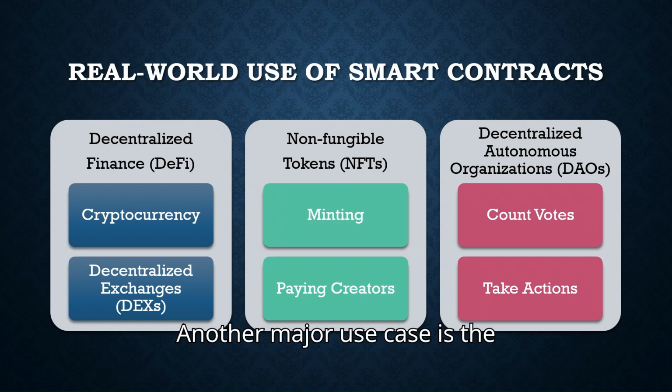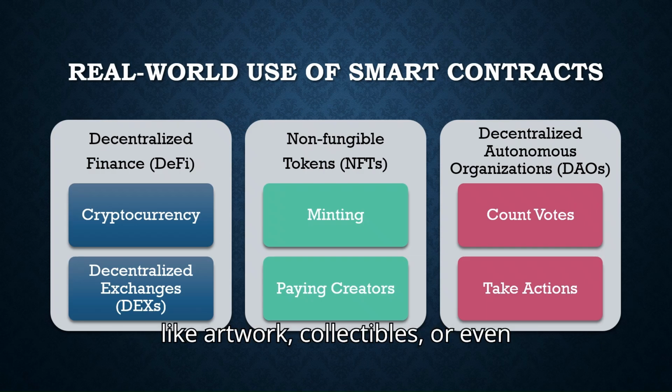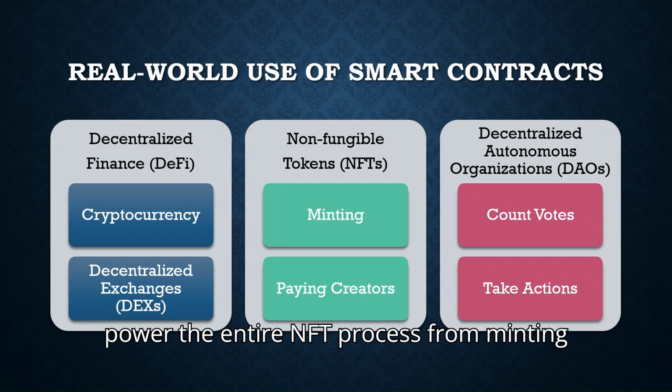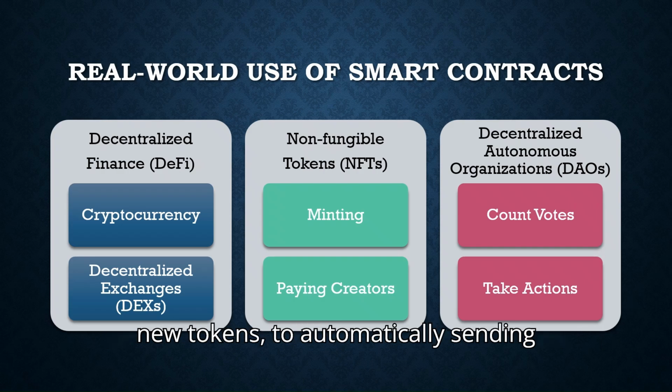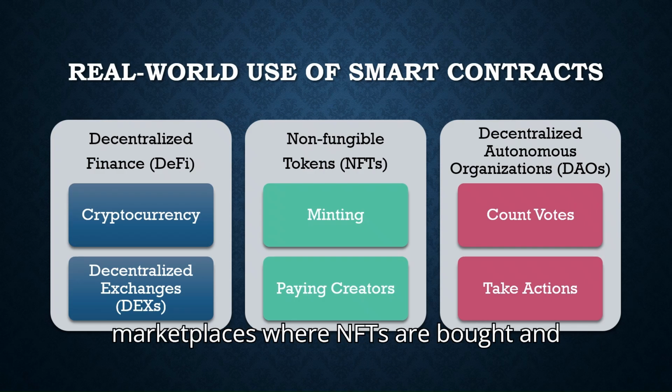Another major use case is the non-fungible tokens, or NFTs. These are unique digital assets like artwork, collectibles, or even in-game items. Smart contracts power the entire NFT process, from minting new tokens to automatically sending royalties to creators to running marketplaces where NFTs are bought and sold.